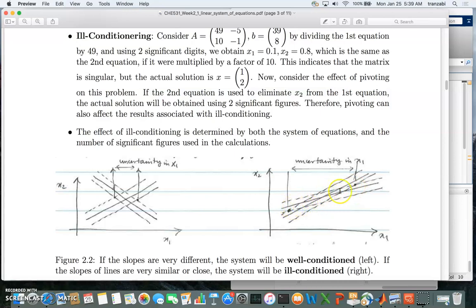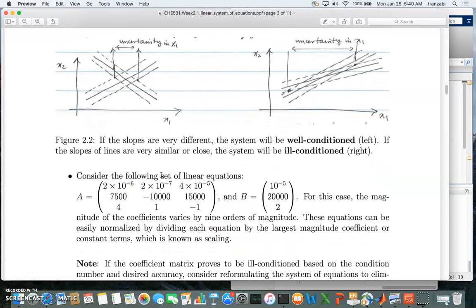And you see that this distance, which is the major diagonal of this parallelogram or the diamond, this major axis is bigger than this major axis. So it means uncertain x1 is bigger than uncertain x1 in this case. So this is ill condition, this is well condition.